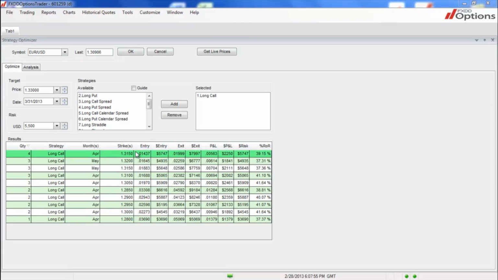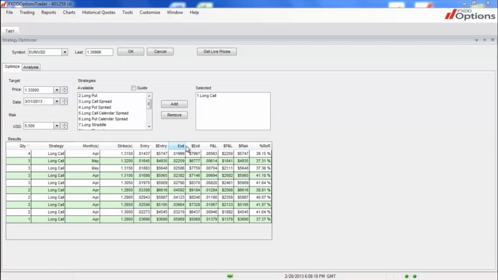As an example, this long call strategy contains 4 standard lots, each of which will cost this many pips. If you multiply these two values and then multiply again by 100,000, which is the number of units in a standard lot, you arrive at the value in the dollar entry column. This represents the total dollar value of the premium required to buy the option.